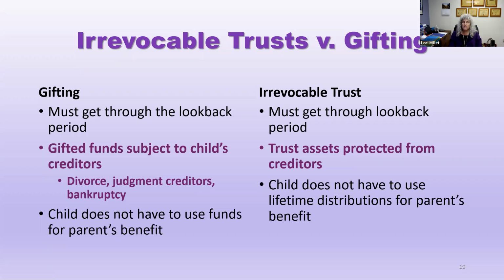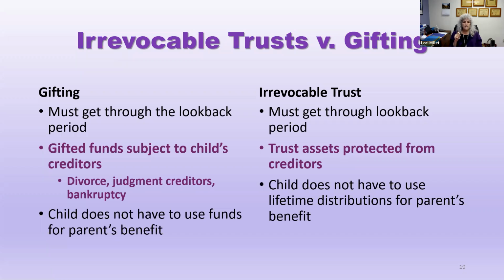Medicaid's going to impose a penalty period on you if you have to apply for Medicaid within 5 years that you made that gift. So if you make the gift, you've got to get through the look-back period. But for the irrevocable trust, you have to get through the look-back period as well.